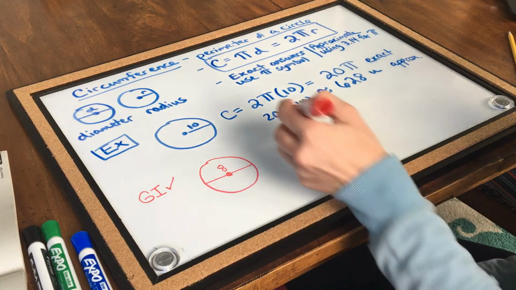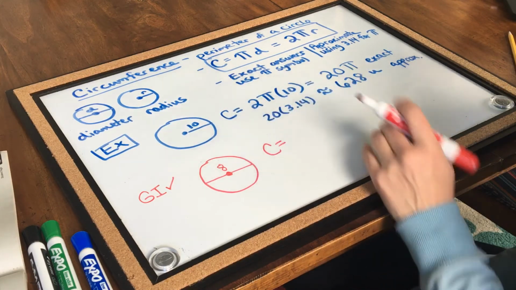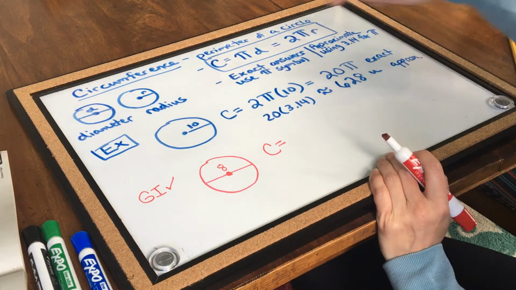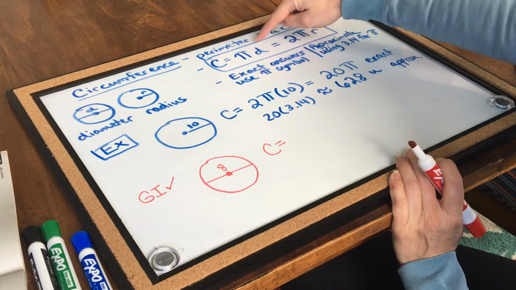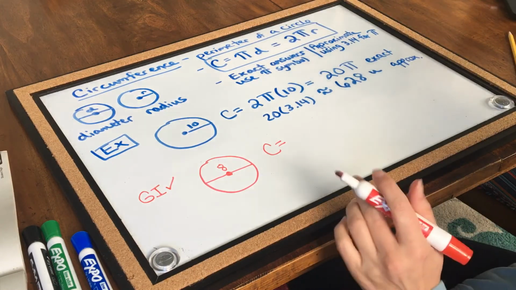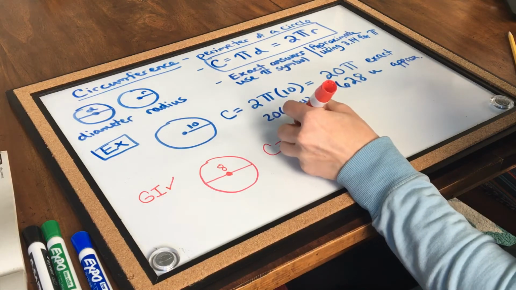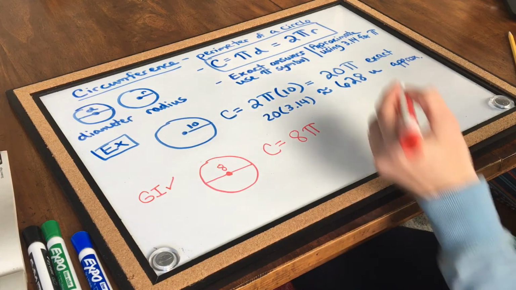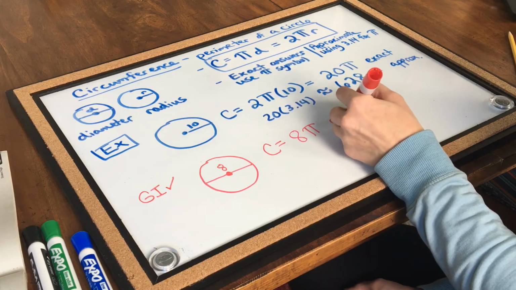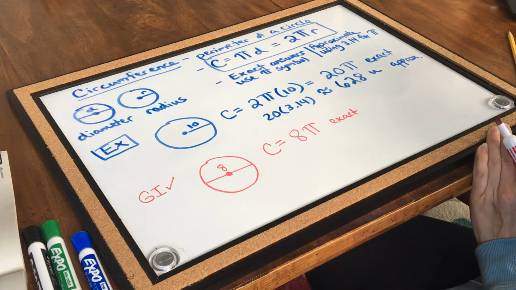Okay, let's find the circumference of our circle. So in this case, I'm going to use the diameter formula because I have a diameter. So circumference is pi times diameter. So my circumference would just be 8 times pi, okay? And this is fantastic. This is my exact answer, okay? So this is an appropriate answer.